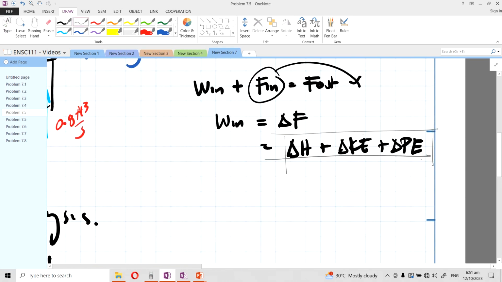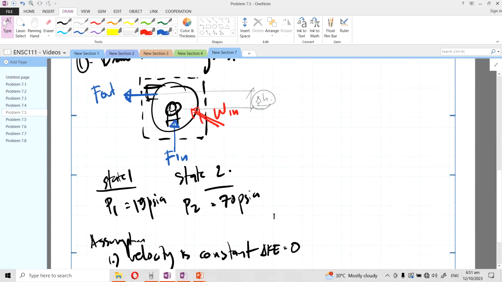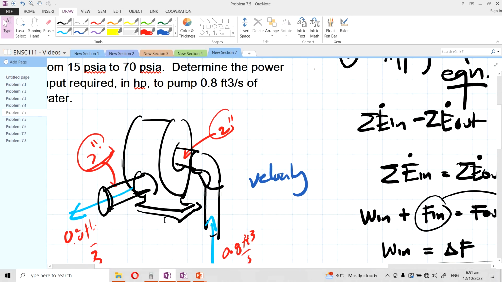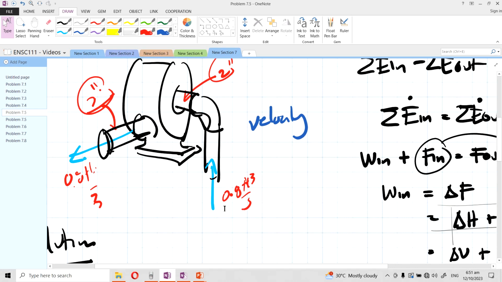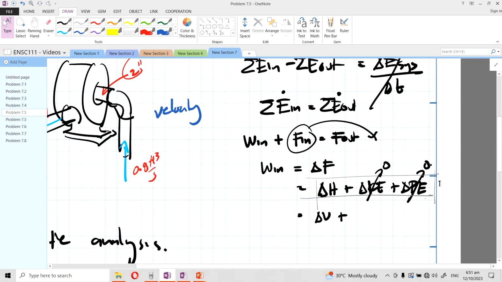So delta KE, there's no change. That means this is zero, and this is zero. Now what is H? H is delta U plus the flow work. Delta U is zero, there's no change in the temperature, but there is flow work, because whenever a mass moves or crosses the boundary, whether entering or leaving, there must be some work required for it to flow. That work is what we call the flow work. All right, so flow work is V delta P.